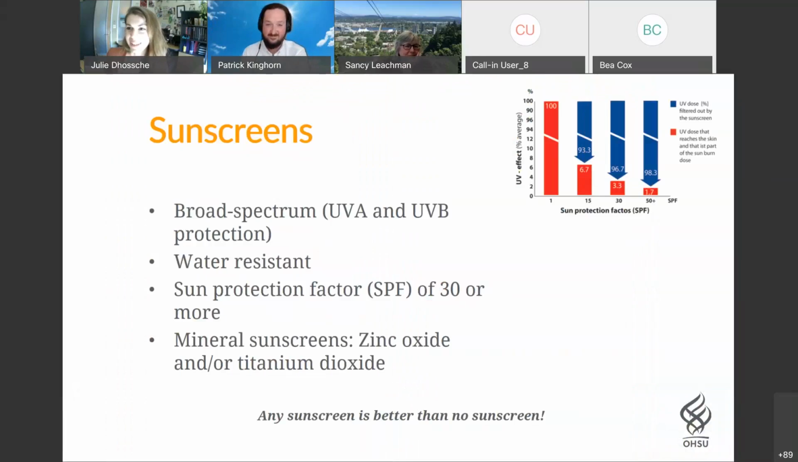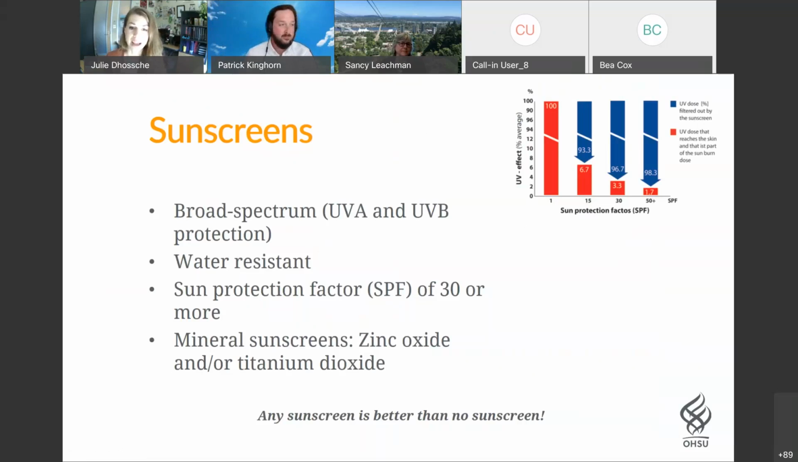When we're talking about sunscreens, which ones do we pick? There's so many out there. You want to make sure that it's broad spectrum so that it has both UVA and UVB protection, and it will say that on the label. We prefer water resistant. There's no sunscreen that's waterproof. You're always going to have to reapply after swimming or sweating. But the more resistant, maybe the better it will stay on.